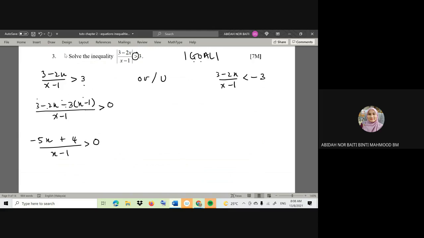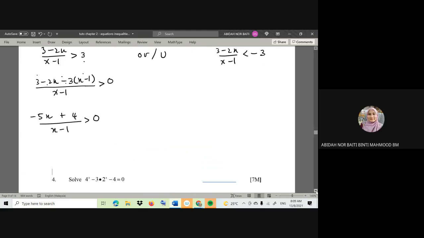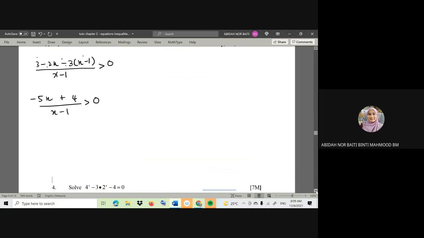So this is a rational inequalities. So what method we use to solve rational inequalities? Tak apa, kita pakai table of sign, yes. Okay, but you have to determine your value of x for numerator. For numerator, what is your x?